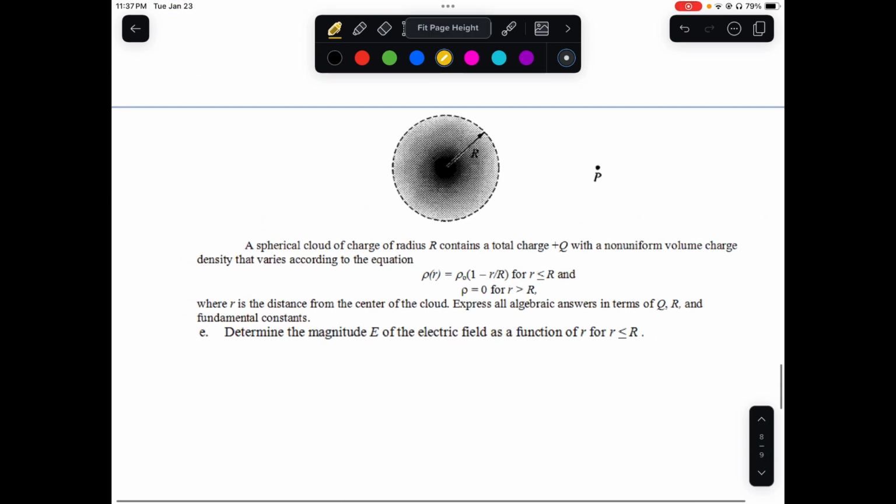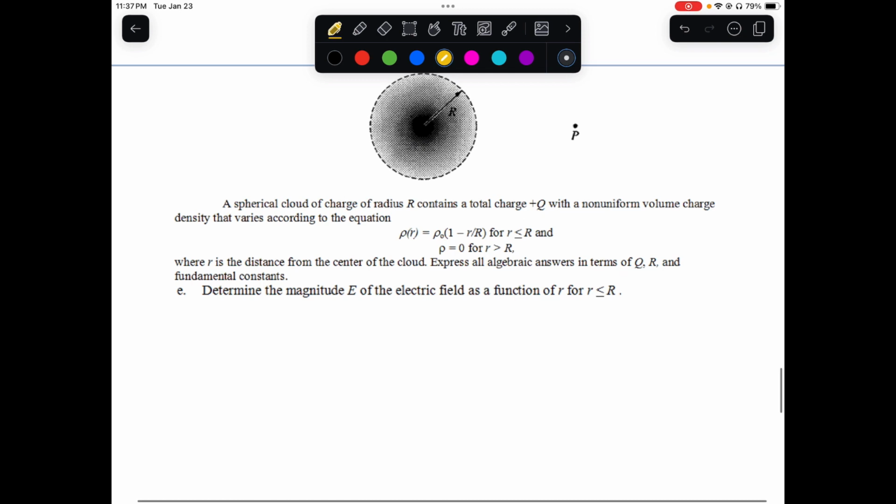Oh no, there's another part. Okay, great. What do they want now? Determine the magnitude E of the electric field as a function of R for R smaller than big R. Okay, magnitude of the electric field. It's got to be Gauss's law. I'm just going to write it. EDA is equal to Q over epsilon naught, where the Q is a function of little r, for little r less than big R.